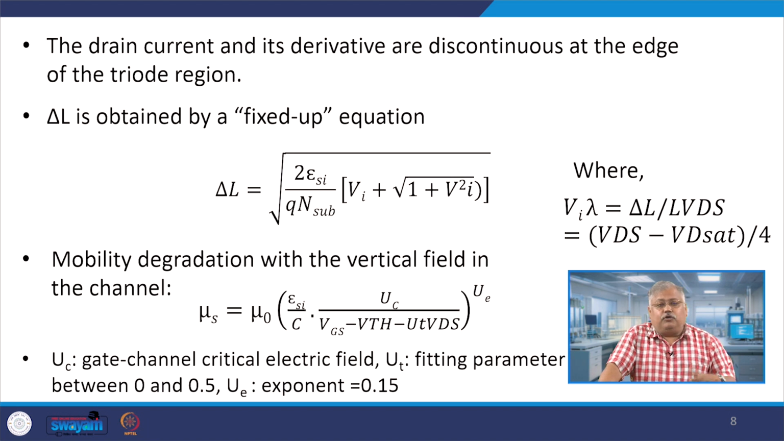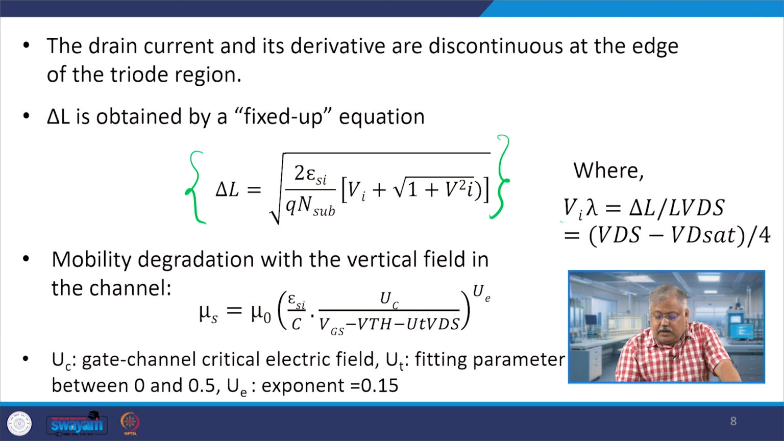So, one way to remove it is to find out delta L from this expression which is shown here, where Vi times lambda. So, there will be a lambda also here, Vi times lambda is given by this basic quantity here.